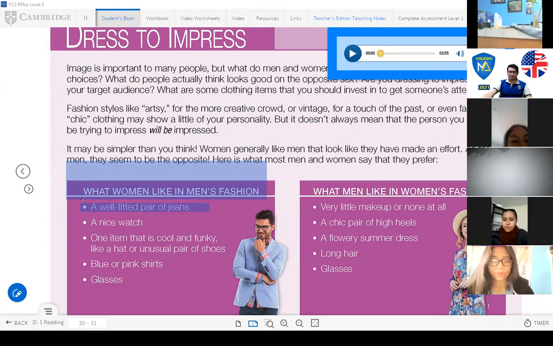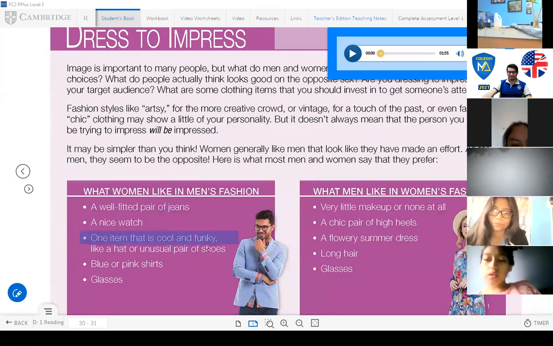Listen and repeat. A well-fitted pair of jeans. A nice watch. One item that is cool and funky.